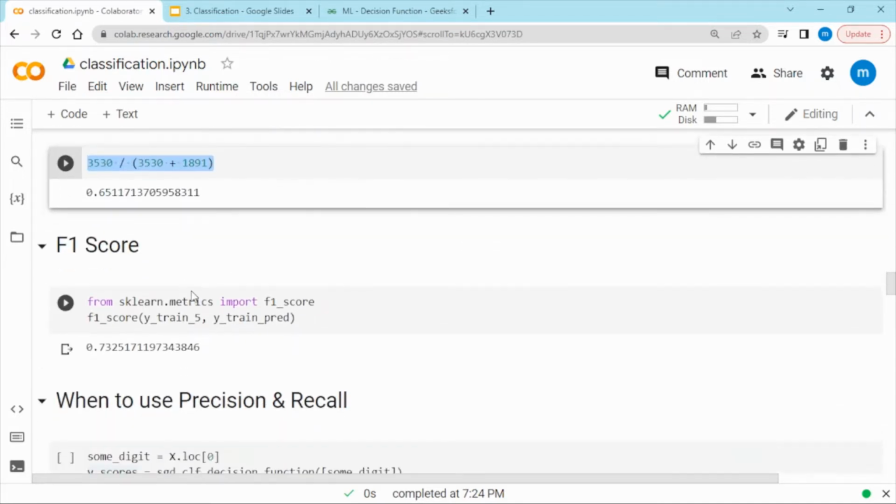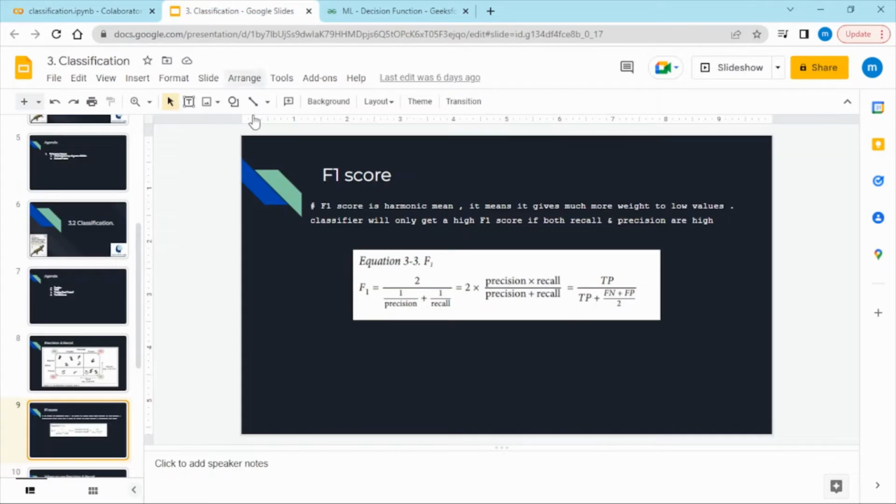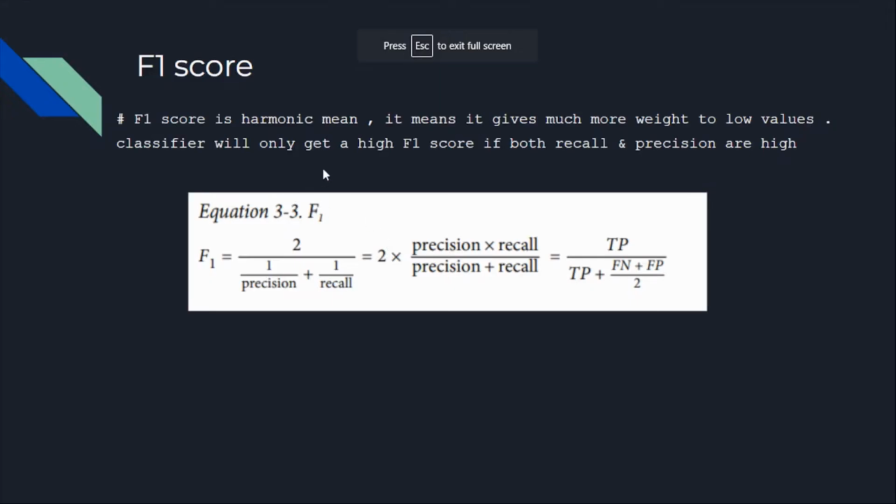The next part is the F1 score. I hope you understand what precision and recall are. Now next is the F1 score. What is the F1 score? We use the F1 score when we want to give equal weightage to precision and recall, and we don't want to deviate from either. For some kinds of problems both are important, and at that time we go for the F1 score.